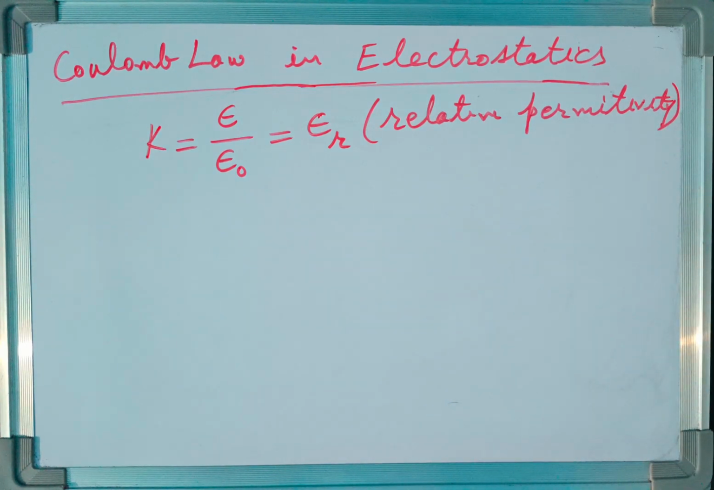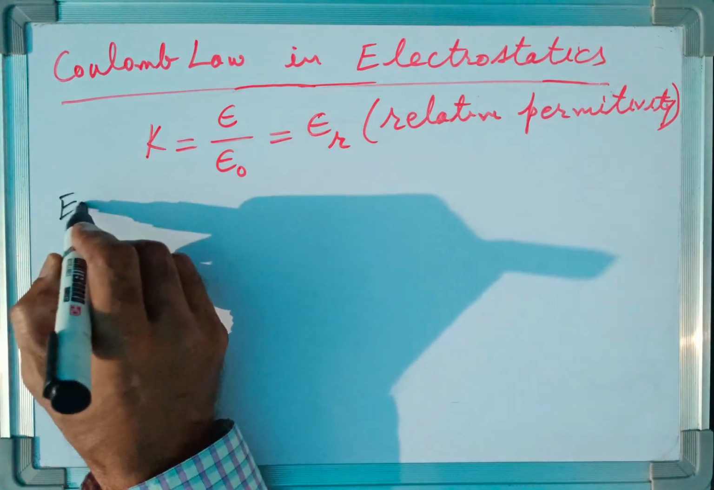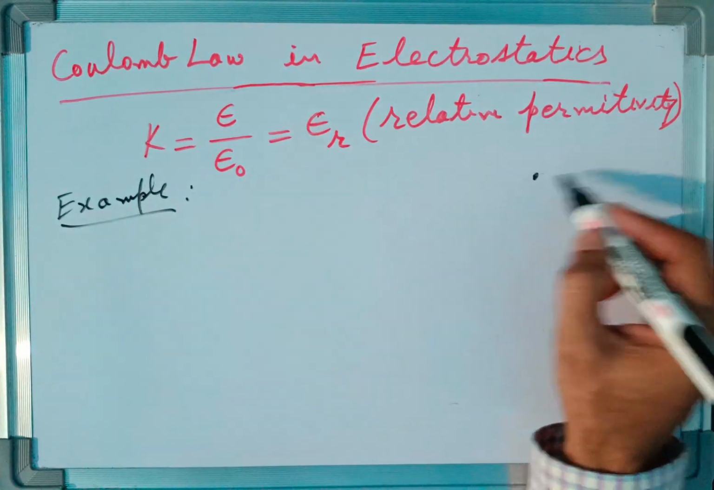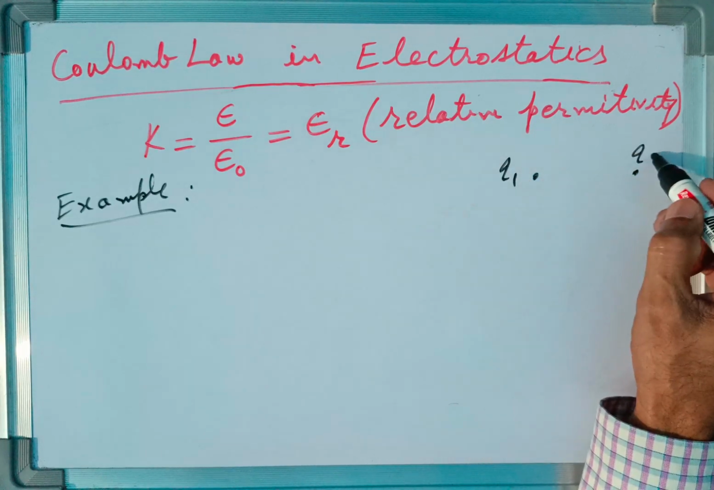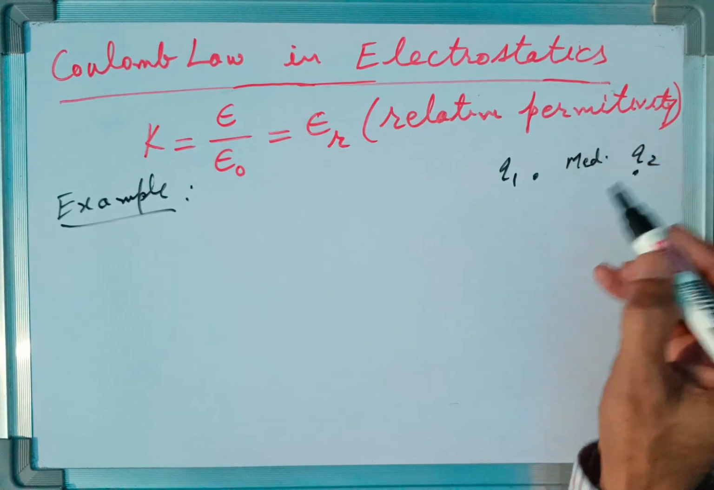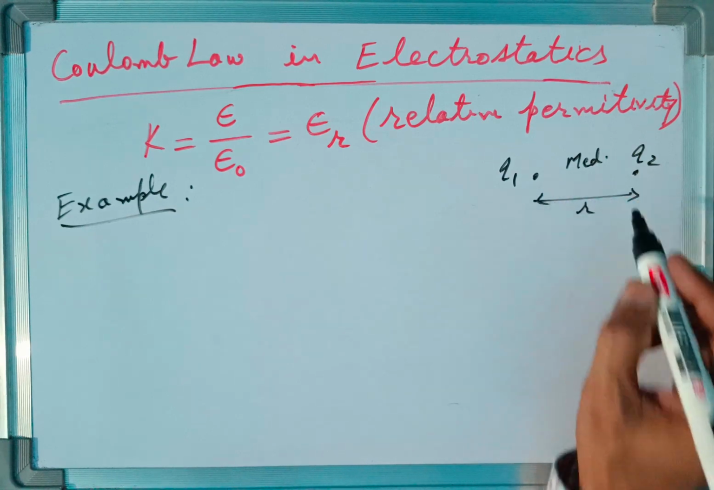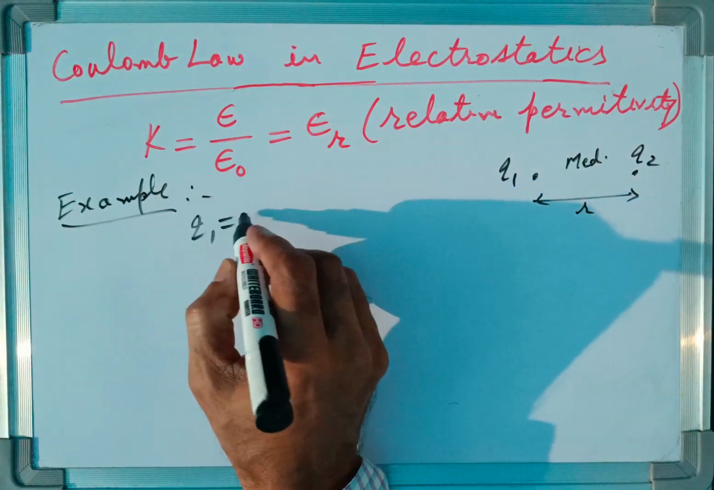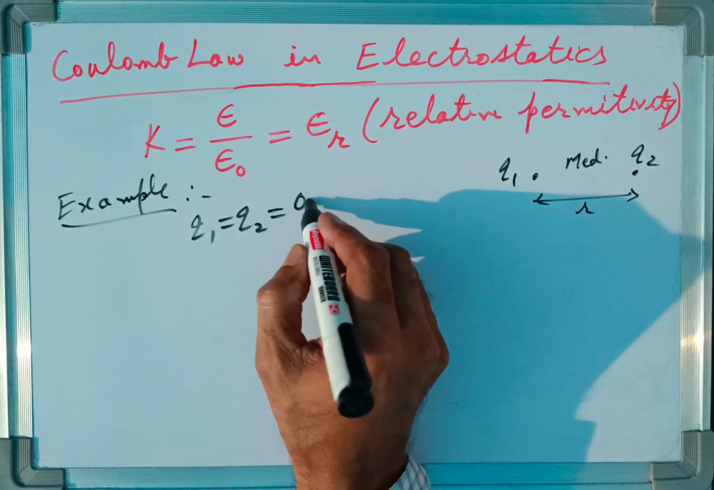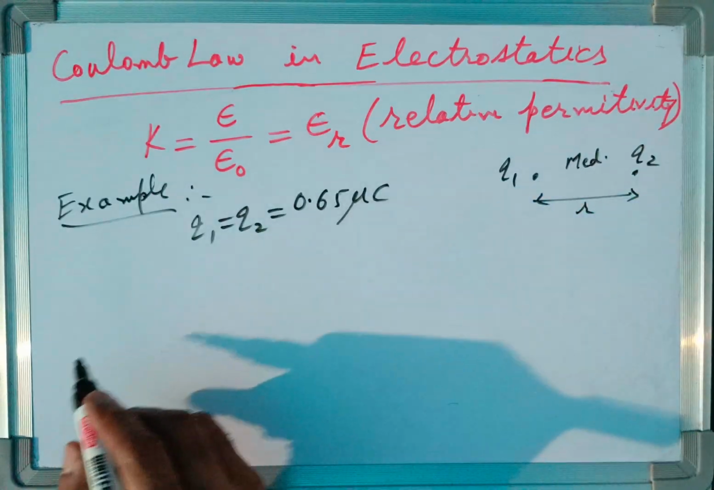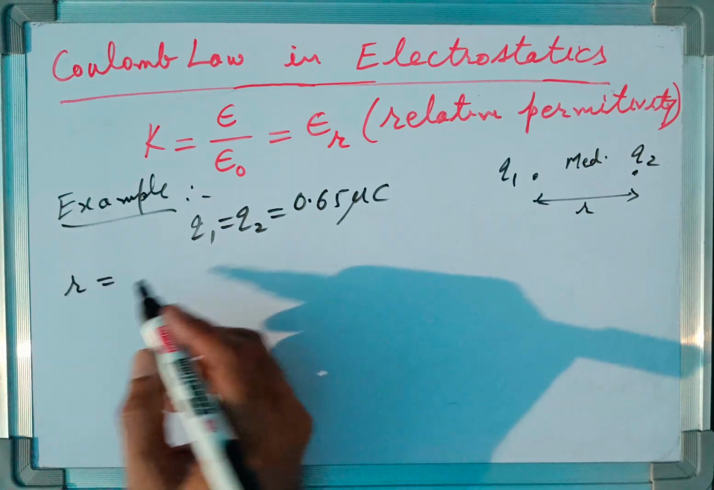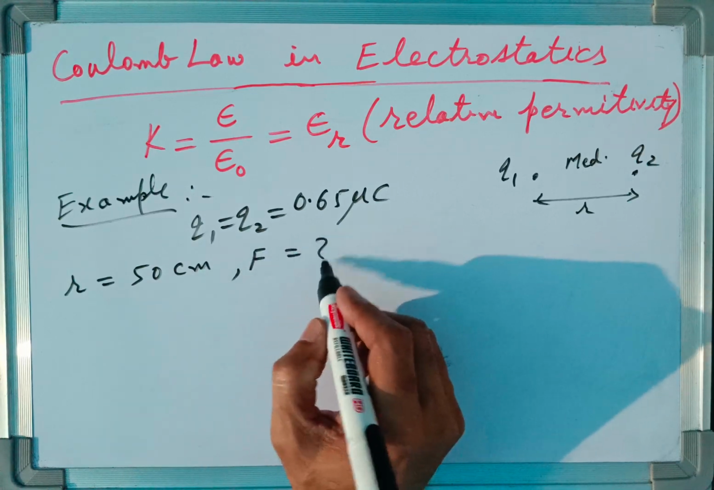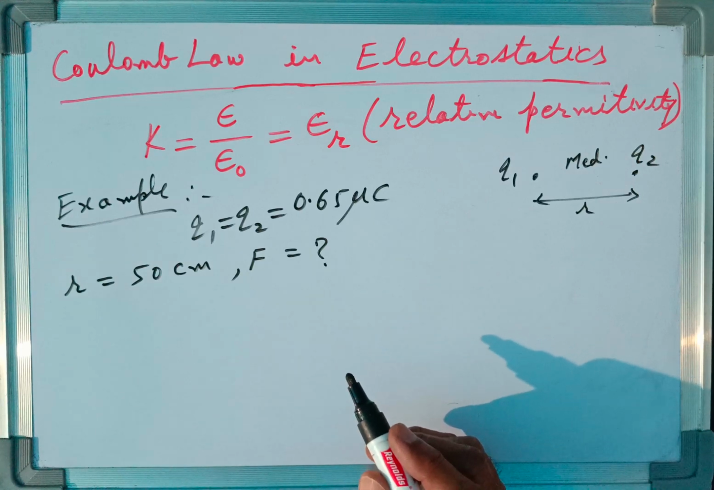Let's take an example. Suppose there are 2 point charges Q1 and Q2 held in some medium and separated through some distance r. Question is, what will be the force between the two? We are given, suppose Q1 is same as Q2 and it is 0.65 microcoulomb. Distance between the point charges, suppose it is 50 centimeter, and the question is, what will be the Coulomb force, or force of attraction or force of repulsion, between the two charges?